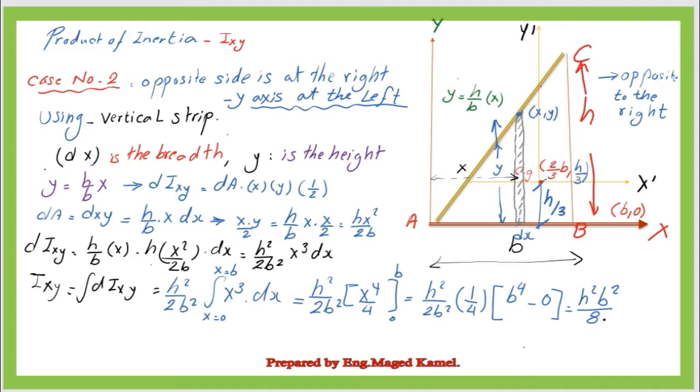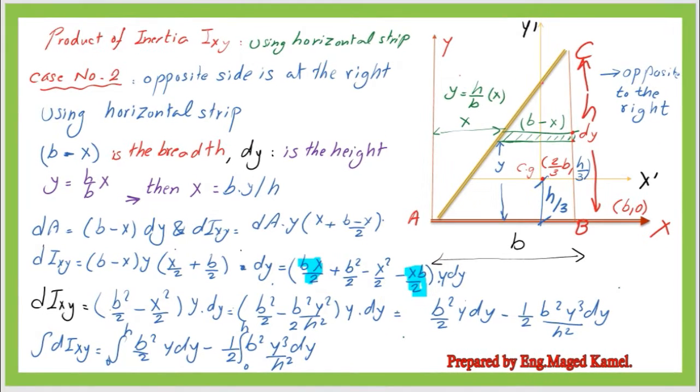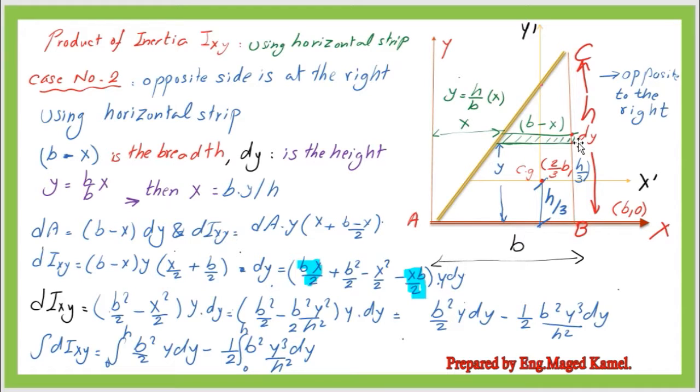Now suppose we want to get the same result by using a different technique, by using a horizontal strip. Is it possible to have that expression? The answer is yes, and we are going now to make the same derivation by using a horizontal strip. The strip is apart by x distance from the y-axis. Then the remaining length of the strip this time will become b minus x, and the height will be dy.